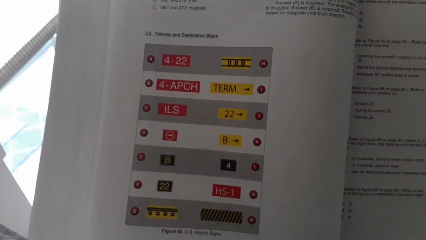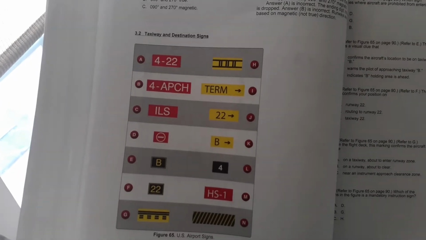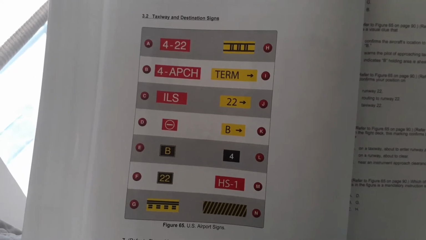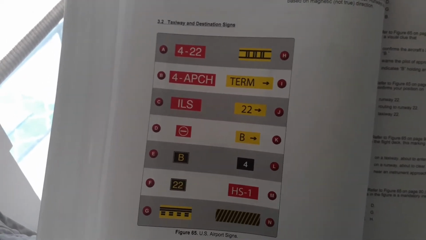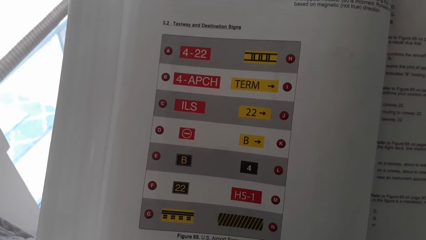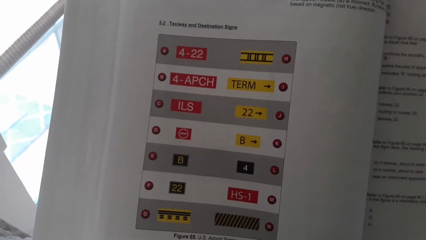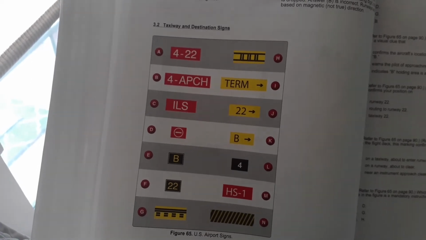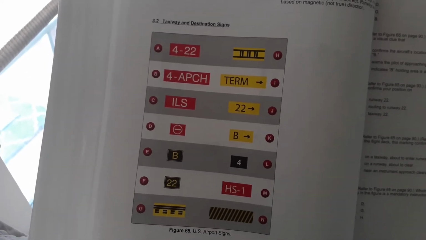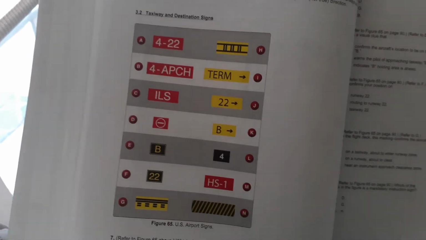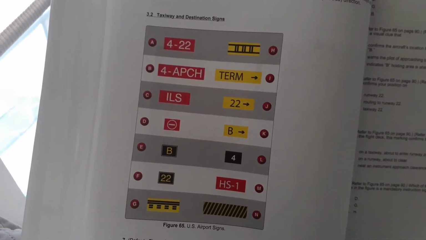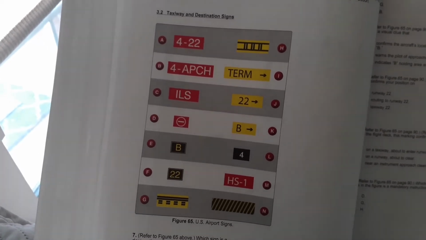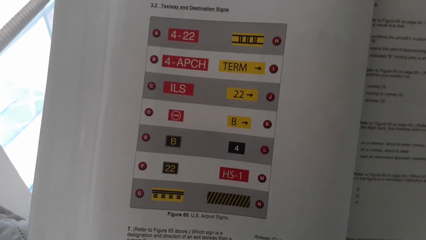Question 10. Refer to figure 65 on page 90. Refer to the letter F. This sign confirms your position on A, runway 22, B, routing to runway 22, or C, taxiway 22. Question again. Refer to letter F. This sign confirms your position on. The correct answer is A, runway 22.